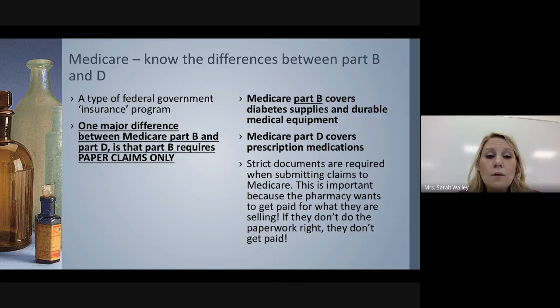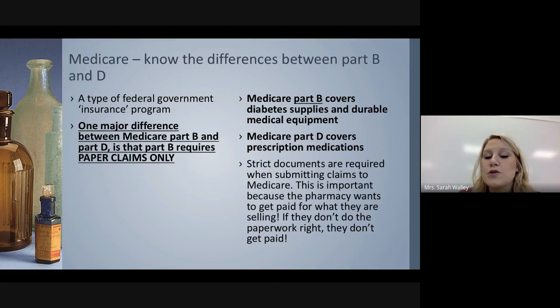So Medicare, like I said, is a type of insurance program for the elderly or people who are disabled. One major difference between Medicare Part B, as in boy, and D, as in dog, is that Part B requires paper claims only. It's just a random thing that they require. Medicare Part B covers diabetes supplies and durable medical equipment.